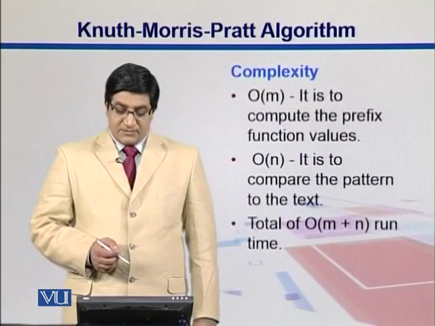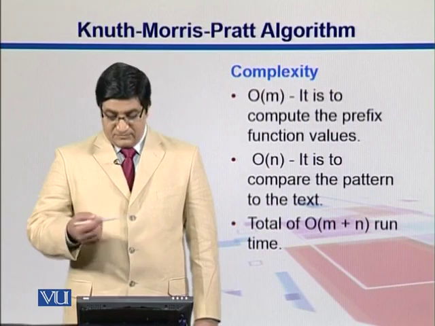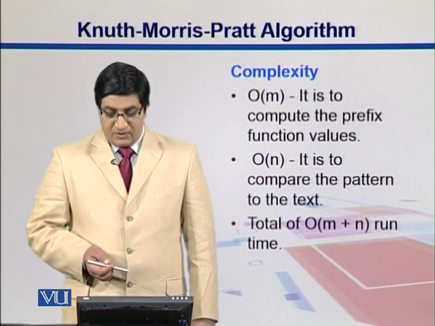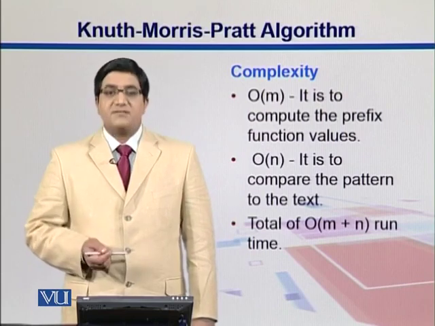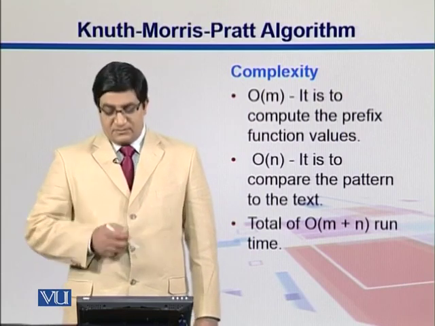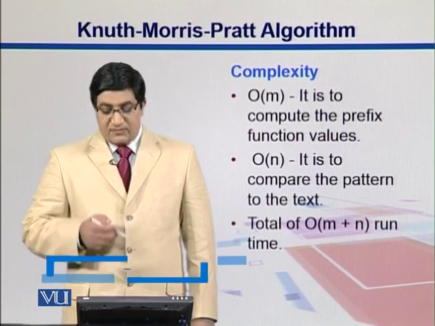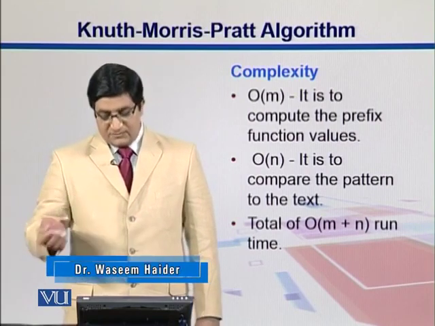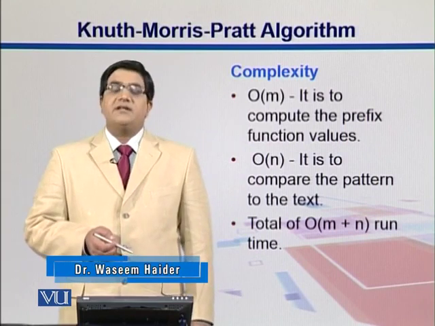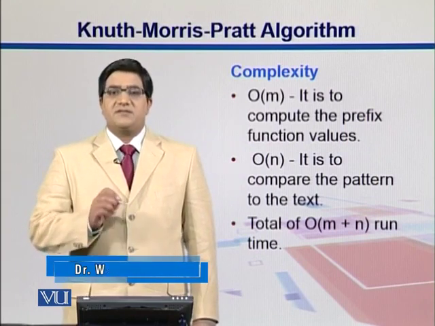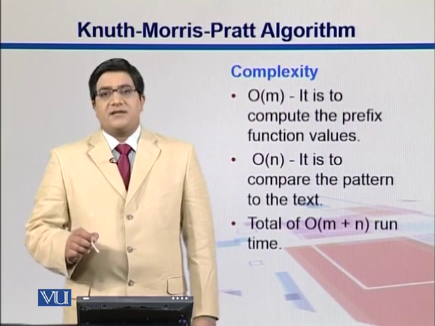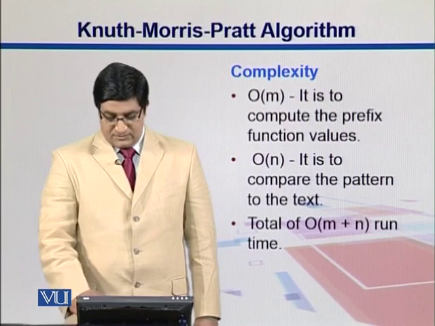This algorithm has 2 parts to its complexity. Number 1 is O(m), where it computes the prefix function. So that is going over the pattern. And then O(n) is while we are comparing the pattern with the text. So in this case, we have 2 terms. And why we call it a linear algorithm is because we have a plus sign. So we have complexity which is m plus n. So in this case, this is the complexity.